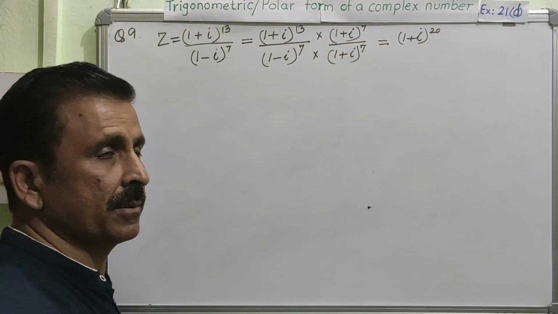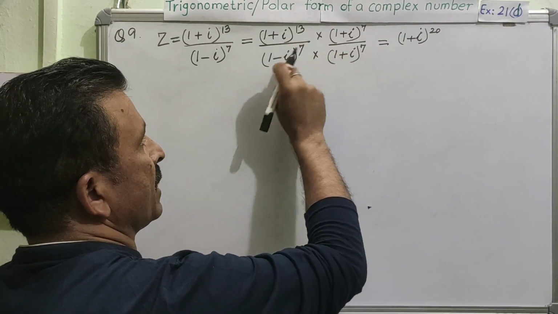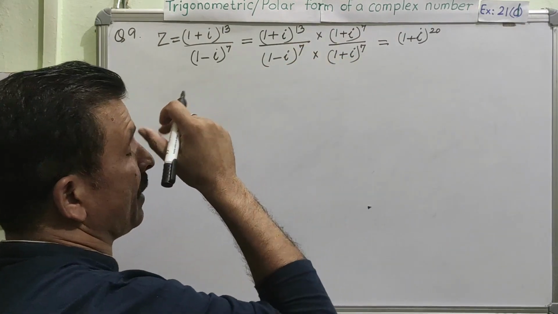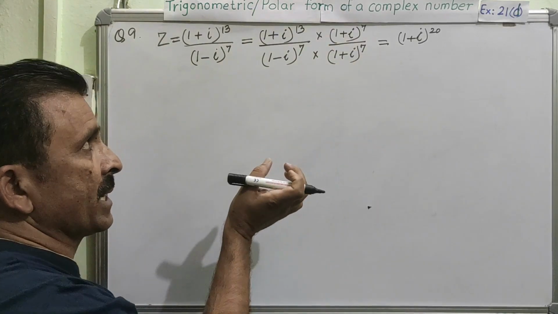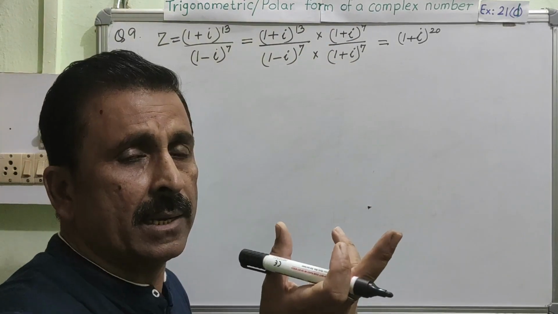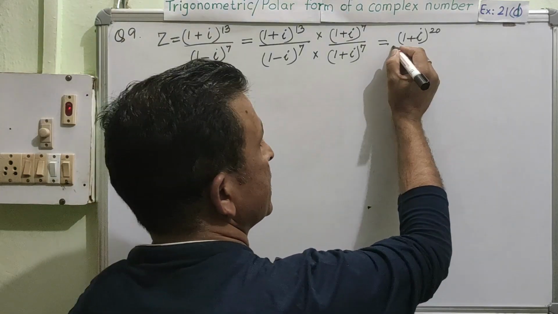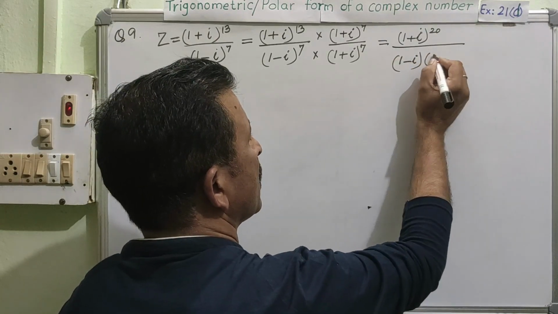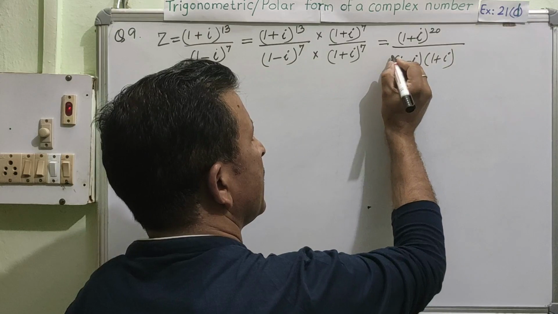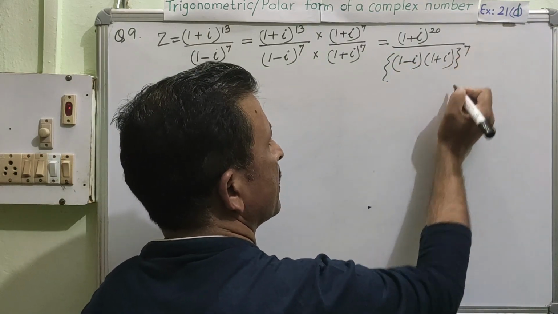We can use the product law. In the denominator, when we multiply these two, we can see their powers are the same. That means we can have a common power for both. Inside the bracket we can have (1 minus i) into (1 plus i) whole to the power 7. Because the power of both the bases is the same, we can have a common power, right?